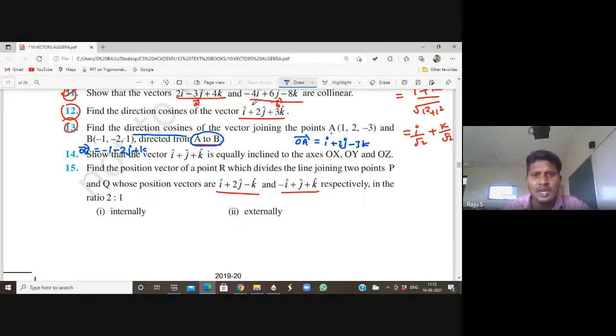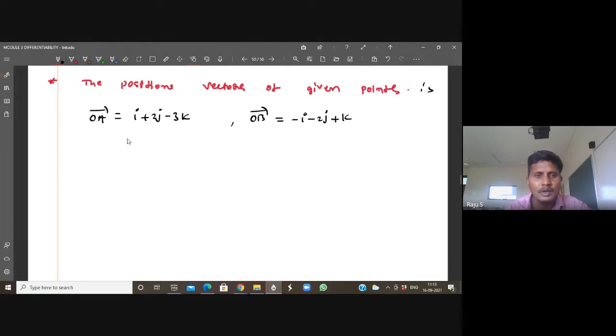See, in the previous question they directly gave the vector, so we found the direction cosines very easily. But here the vector is not given; they have given the two points, and with the help of these two points, first we have to find the vector from A to B. At A, the position vector can be written as OA vector. At the point B, the position vector can be written as OB vector. But here we need to find the AB vector from A to B.